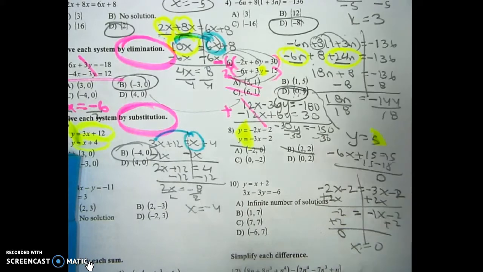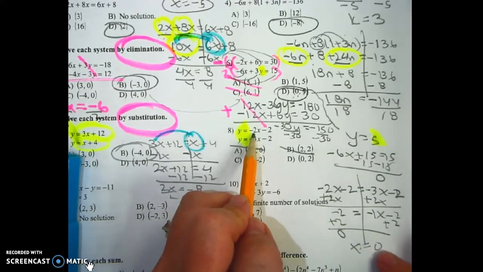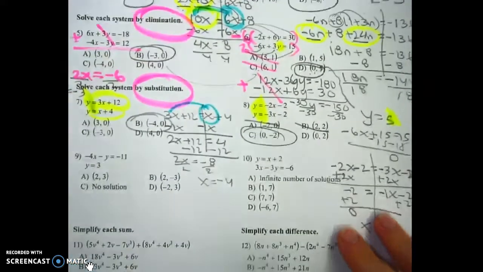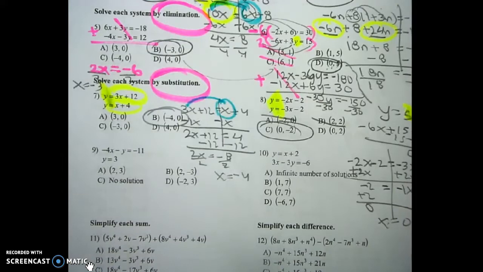Careful, though, because it says x. So now I'm going to plug it in. Negative 2 times 0 is 0. Minus 2 is negative 2. So it's C.